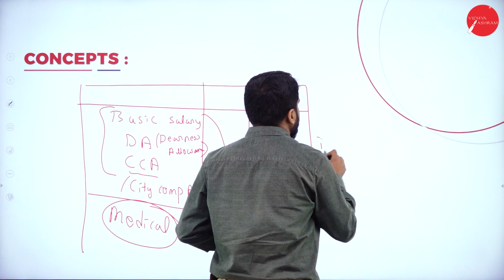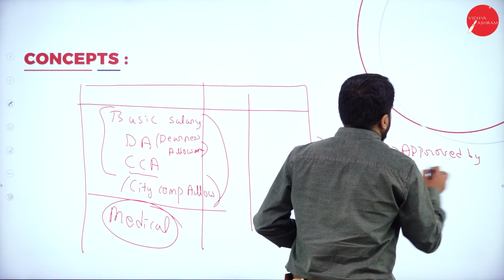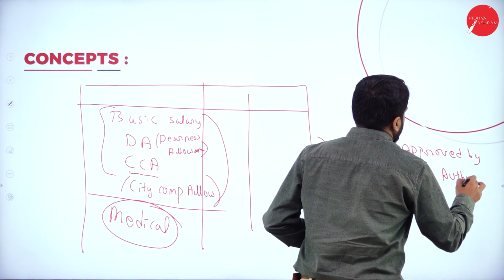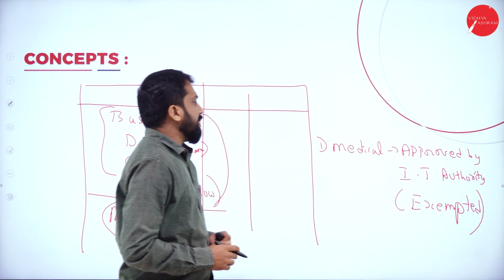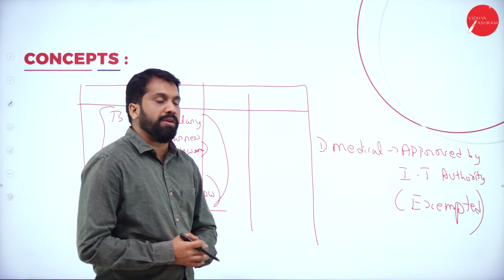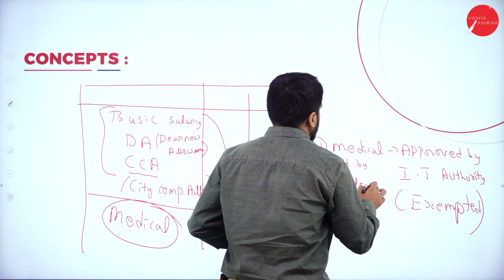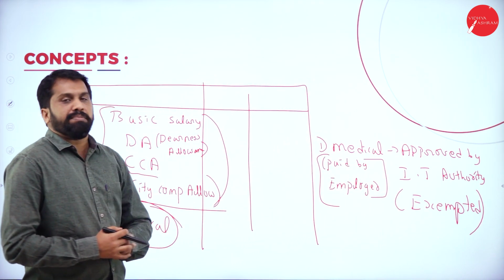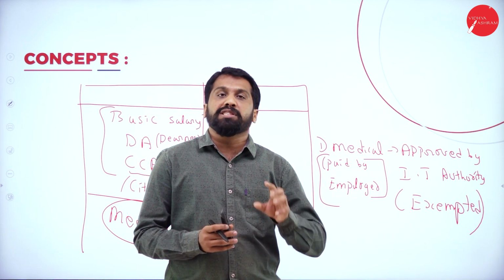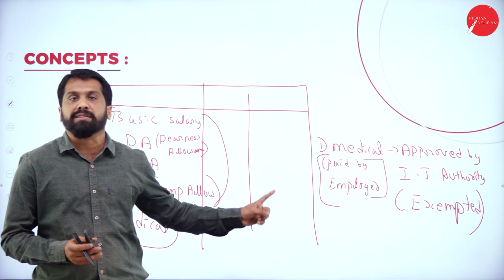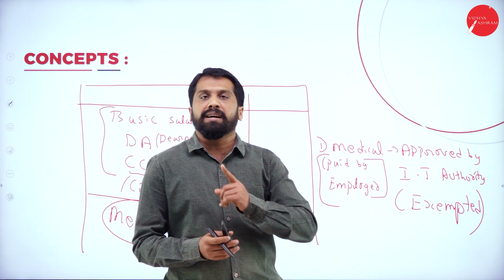Clear? First point is what? Medical, approved by income tax authority, then exempted. Remember this, any medical expenses paid by employer, if those expenses are approved by your income tax authority, or whichever hospitals are approved by income tax authority, then whatever reimbursement or payment you have received for medical is completely exempted. Clear? This is point number 1.